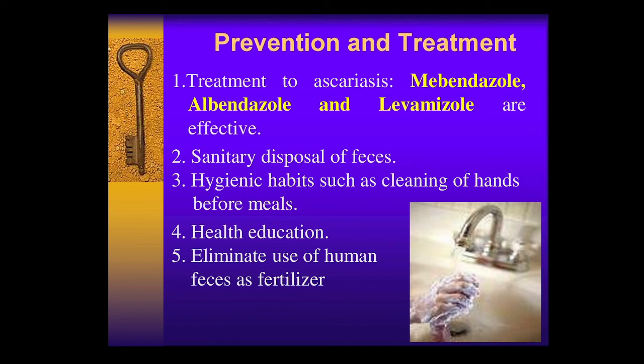Afterwards, eliminate the use of human feces as fertilizers. Untreated feces should not be used as fertilizers; that should be avoided. And we have to avoid eating uncooked green vegetables, food preparations or raw fruits, or anything like that, which is contaminated with fecal eggs.